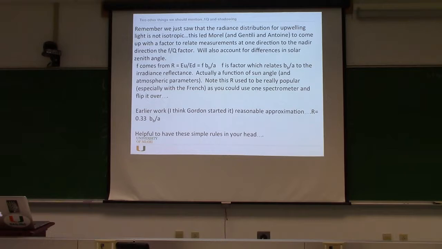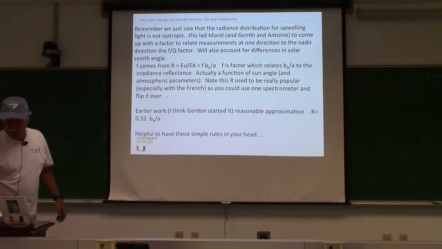And these numbers all depend on solar zenith angle and other things, but the rule of thumb was this, and he got it from a bunch of Monte Carlo calculations. But the main thing is that you can relate EU over ED, the reflectance, to BB over A, and inherent optical properties of the water, times some factor. Okay, so that factor is symbolized as F, little f, and that's the F over Q, the F part of F over Q.